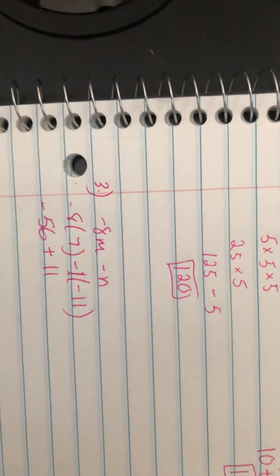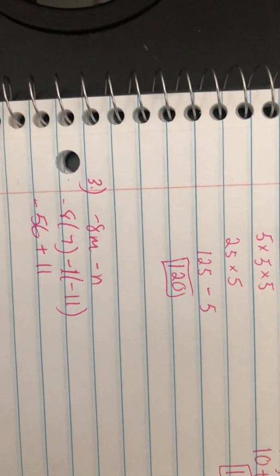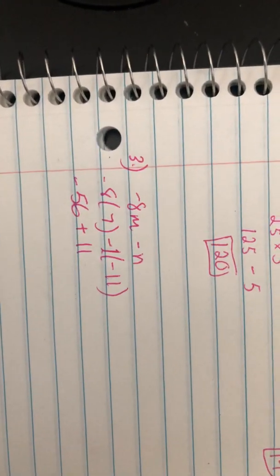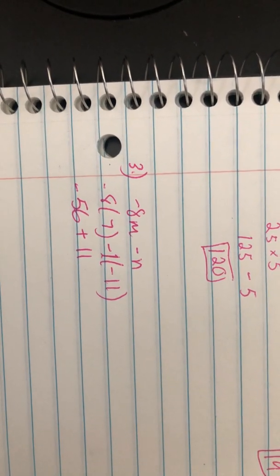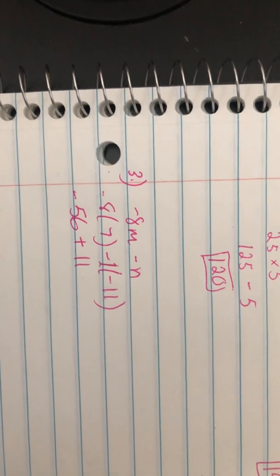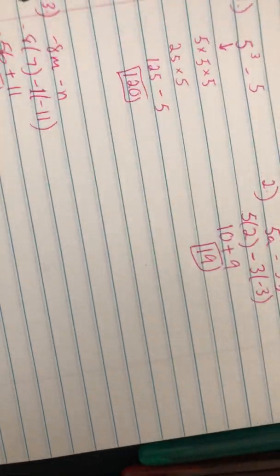And now we have negative 56 plus 11. The signs are different. That's why we subtract. And we keep the sign of the bigger number, which is 56. So 56 minus 11 is 45, but it's going to be negative 45. So that's why it's A. Negative 45. Okay? All right, number 4.